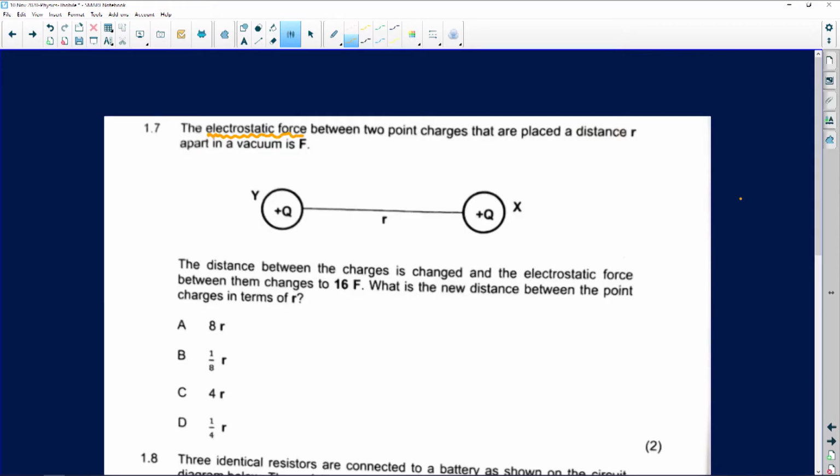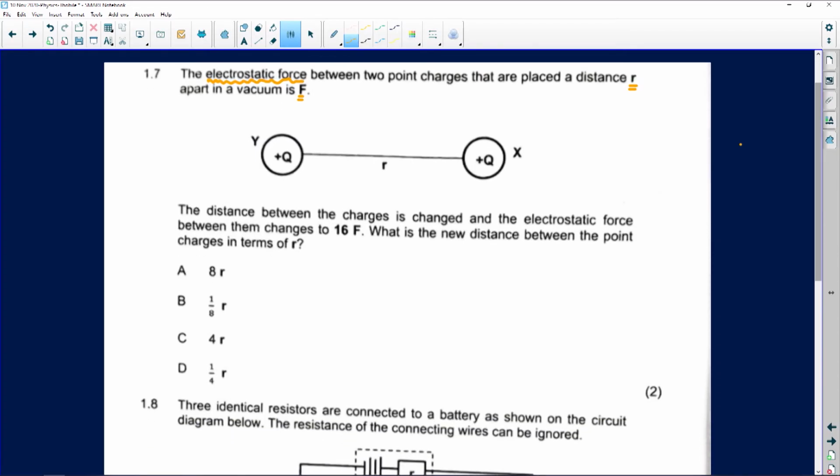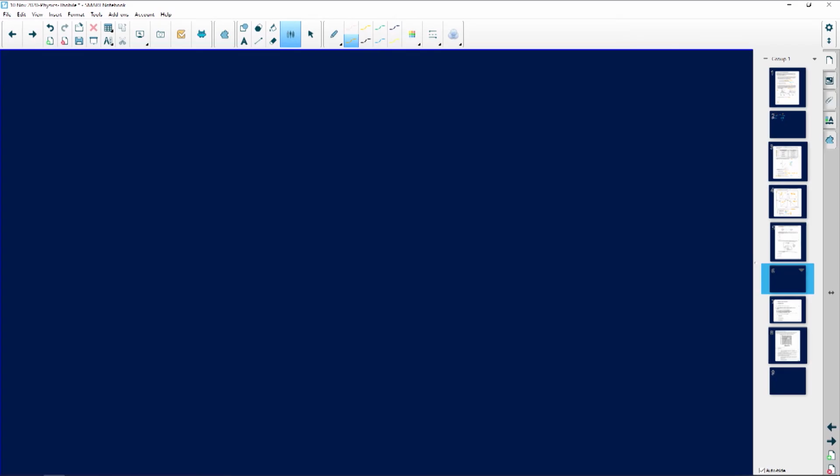Right. So with the electrostatic force between the 2-point charges that are placed at a distance r apart in a vacuum of F. So here's the two charges, y and x. I can see that both charges are positive. Now they continue to say that the distance between the charges is changed, and they don't tell us what the distance is, but the electrostatic force between them becomes 16F. What is the new distance between the charges? You cannot guess it, you have to calculate it.